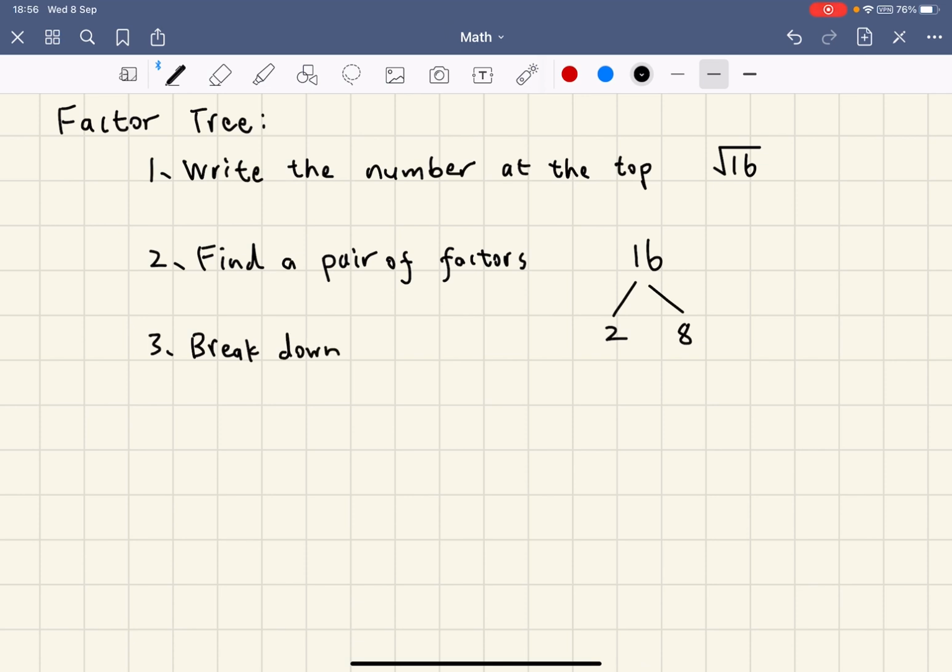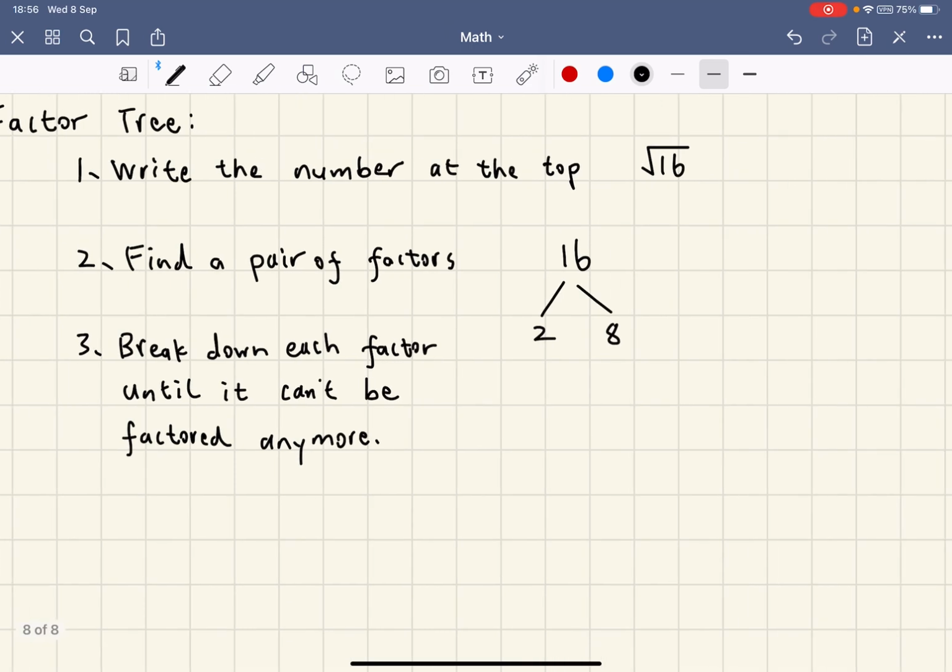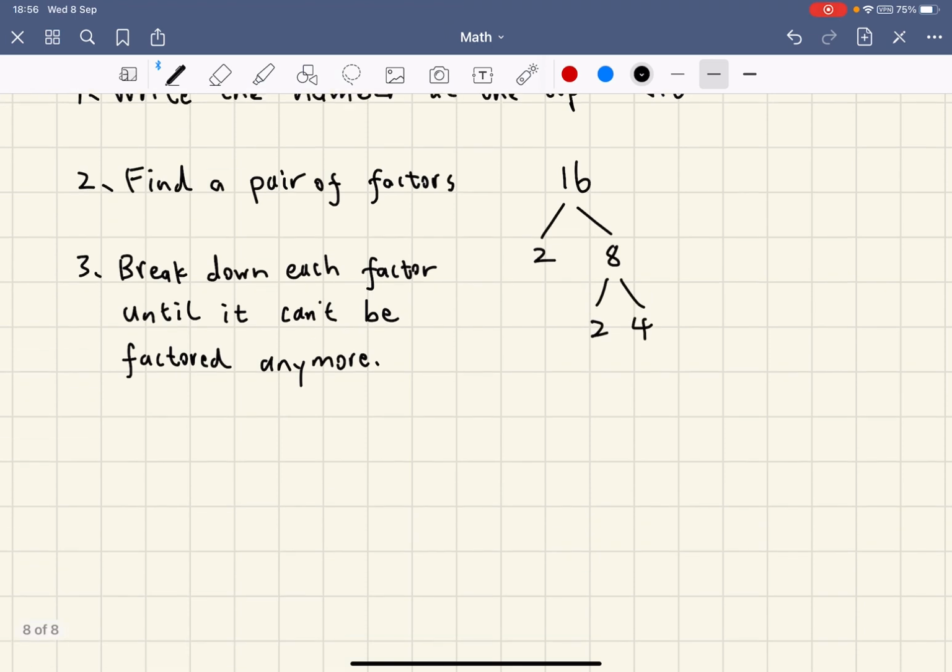And the last step is to break down each factor until it can't be factored anymore. So 2 cannot be factored anymore. Well, it technically can, because 2 equals 1 times 2, but 1 times itself is technically not considered a factor. So let's factor 8. You can factor that into 2 and 4, and you can factor 4 into 2 and 2.